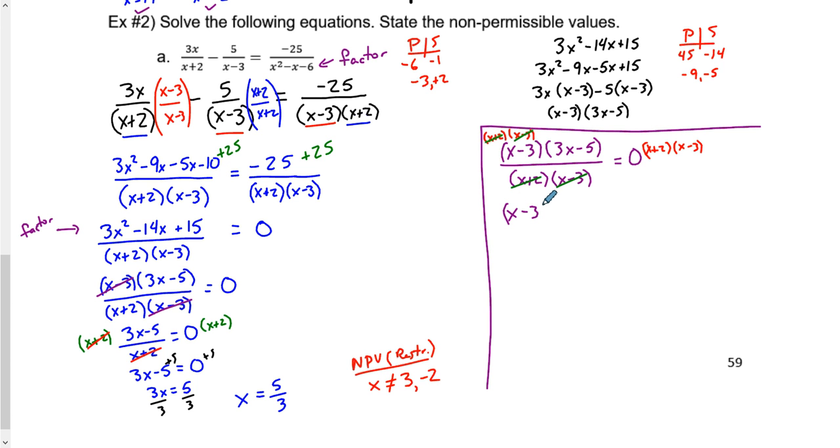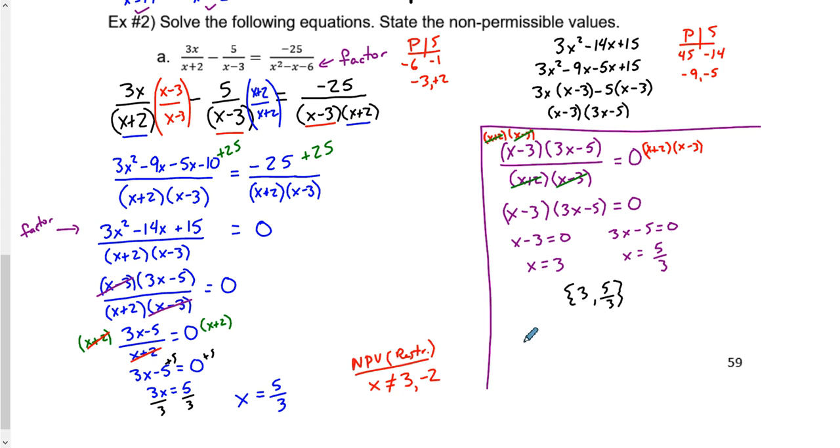We'd have x subtract 3 times 3x subtract 5. And then we'd set each factor equal to 0, so x subtract 3 equals 0, and 3x subtract 5 equals 0. Well, this would be x equals 3, and this would still be x equals 5 over 3. So we would say that our two answers are 3 and 5/3.